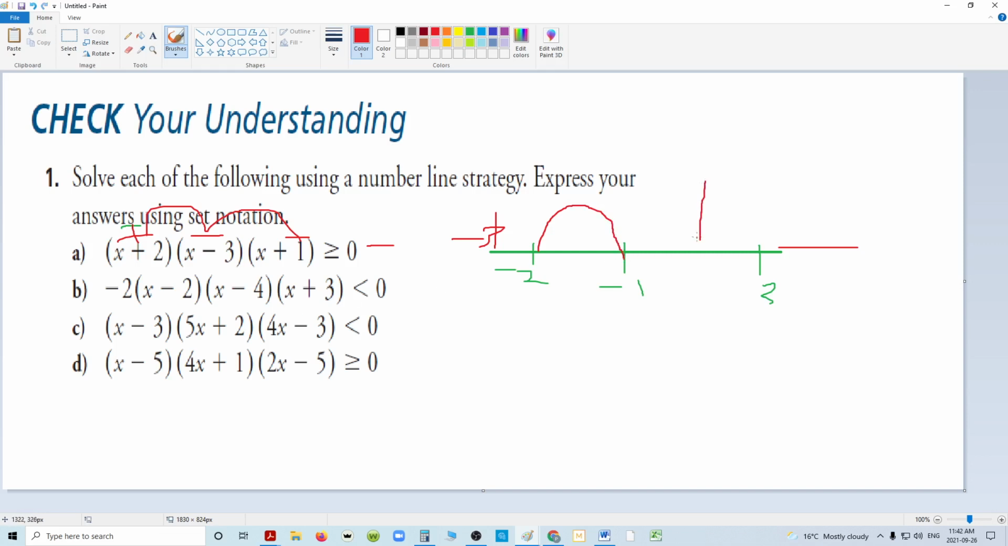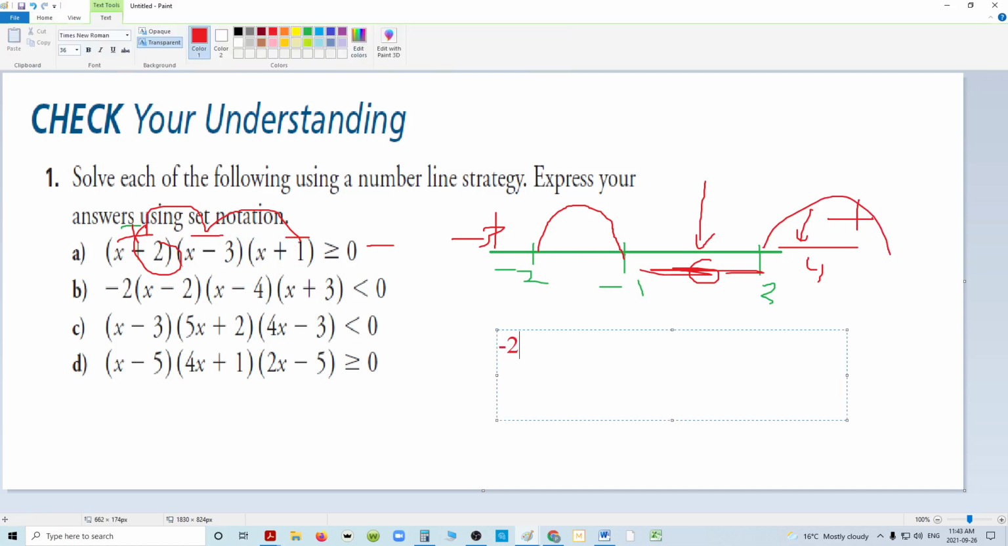If I was doing a number line here, the easiest number for me to use is 0. I get minus 2 times minus 3, that's positive, times plus 1, that's negative. It's quite clear that this whole zone is not good. And the easiest number for me to use here is 4. 4 minus 2 is positive, 4 minus 3 is positive, 4 plus 1 is positive. It's positive.